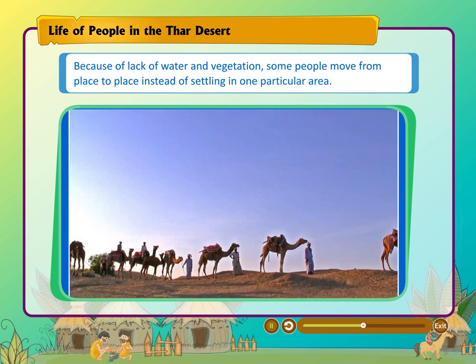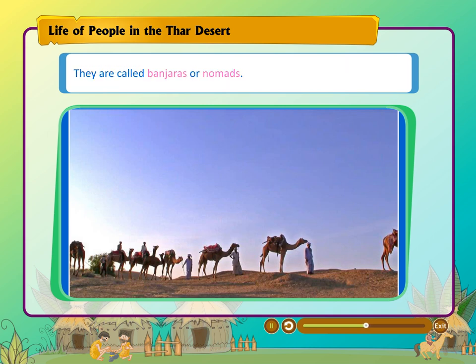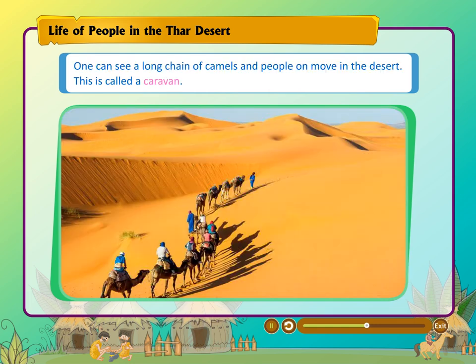Because of lack of water and vegetation, some people move from place to place instead of settling in one particular area. They are called pancharas or nomads. One can see a long chain of camels and people on the move in the desert. This is called a caravan.